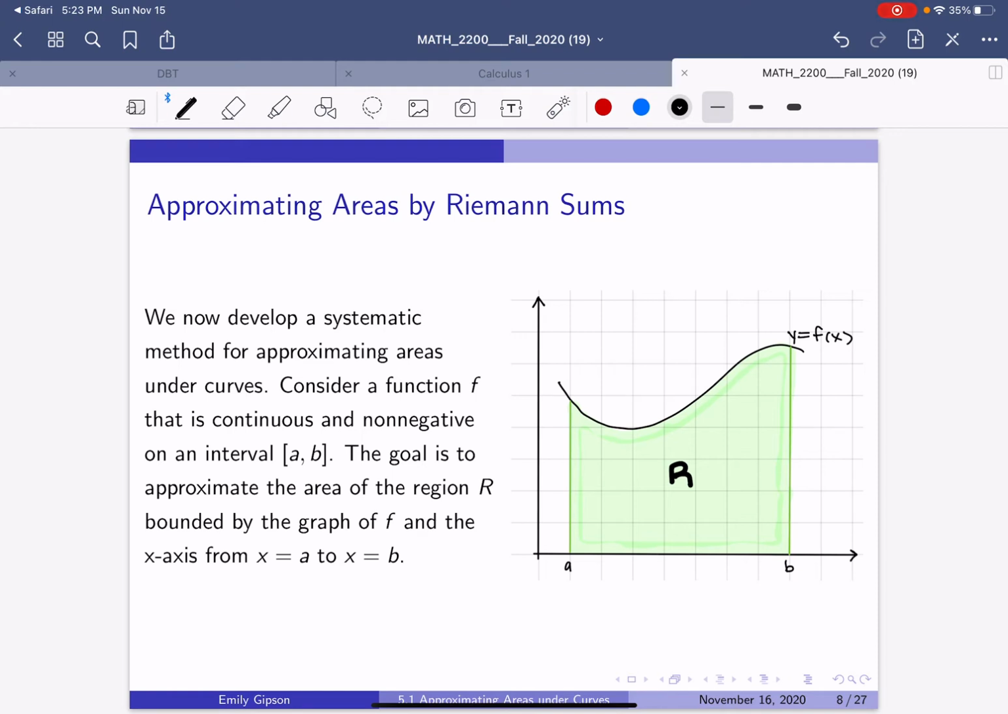Consider a function f, which I have drawn here, that is continuous and non-negative. That means it never dips below the x-axis, and when I'm drawing it, I never pick up my pencil. It's continuous and non-negative between a and b. The goal is to approximate the area of the region R bounded by the graph of f and the x-axis from x equals a to x equals b.